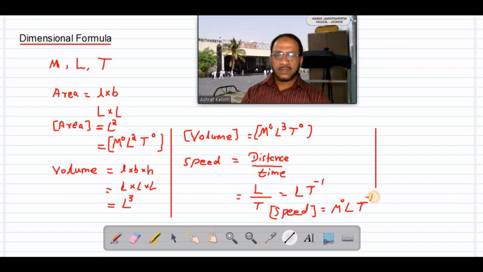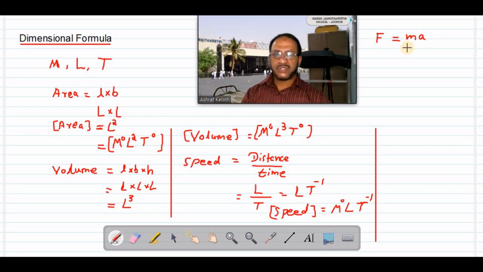Got the idea? The same way we can find the dimensional formula of any other physical quantity if you know the equation. For example, the next one is force. Force we usually need in almost all expressions. The force equation is F equal to ma, mass into acceleration.